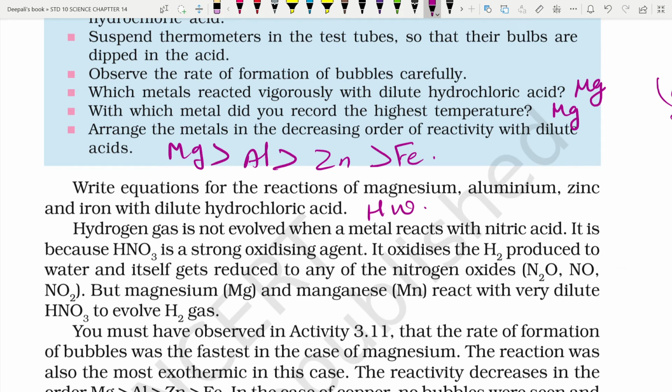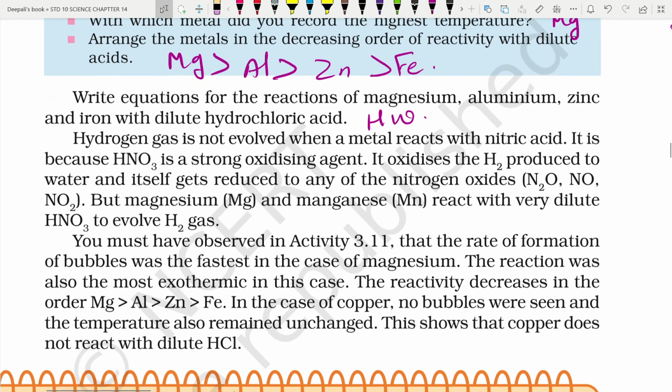Hydrogen gas is not evolved when metal reacts with nitric acid. It is because HNO3 is a strong oxidizing agent. It oxidizes the H2 produced to water and itself gets reduced to any of the nitrogen oxides, N2O, NO, NO2. But magnesium, Mg and manganese react with very dilute HNO3 to evolve H2 gas.